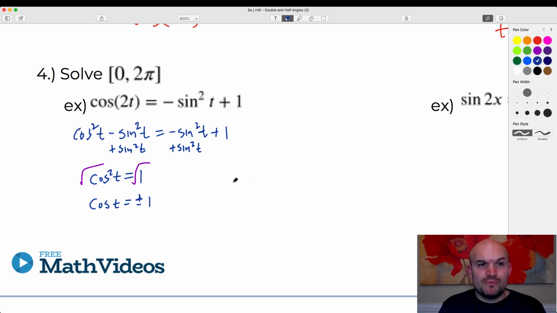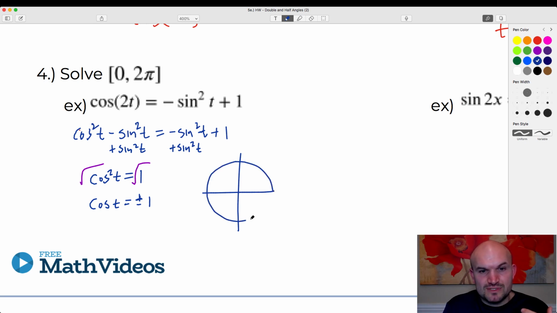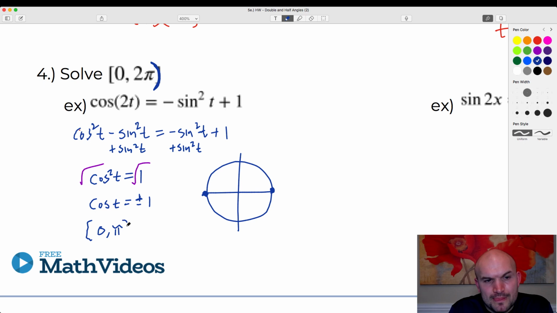Okay, so let's go back and look on the unit circle between 0 and 2 pi and think about when is cosine equal to positive 1 as well as negative 1 between 0 and 2 pi. Now, I wrote a bracket here, and I'm not sure why that is, but typically let's do this as an open bracket at 2 pi. So therefore, cosine is equal to 1 at 0 and negative 1 at pi. So therefore, my solution set will be at 0 and pi.